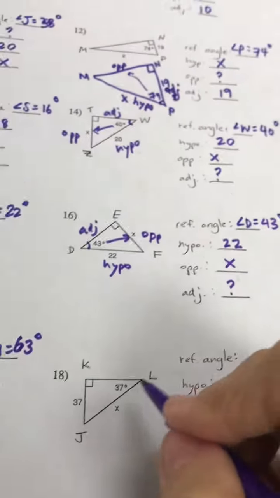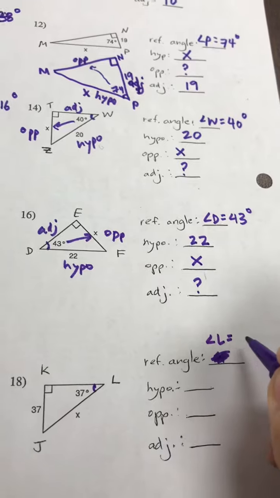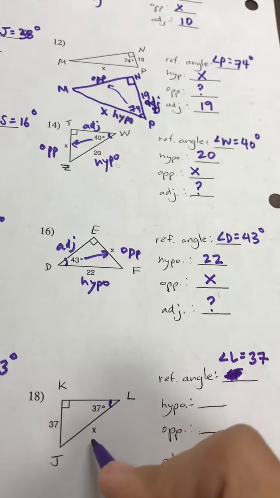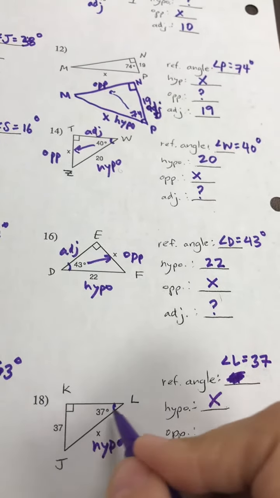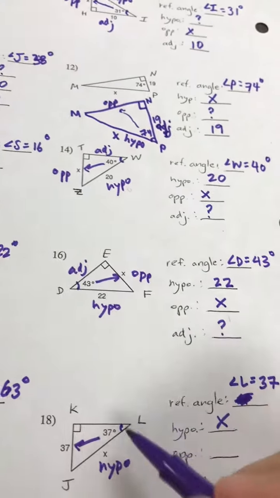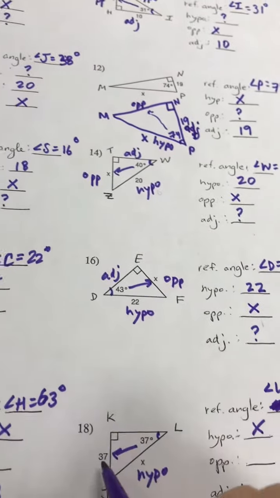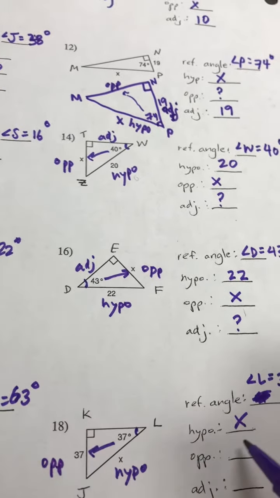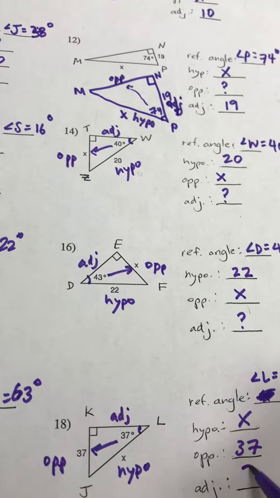Okay, last one. Looks like angle L is my reference angle. X is labeled on my hypotenuse. Opposite my reference angle, that's weird, that's the same number, that's fine. This is 37 degrees, which is an angle measurement. This is 37, like 37 inches or feet. It's a length. It's weird that's the same number, but totally fine. Opposite, 37. And then my missing last side, adjacent, nothing's there.